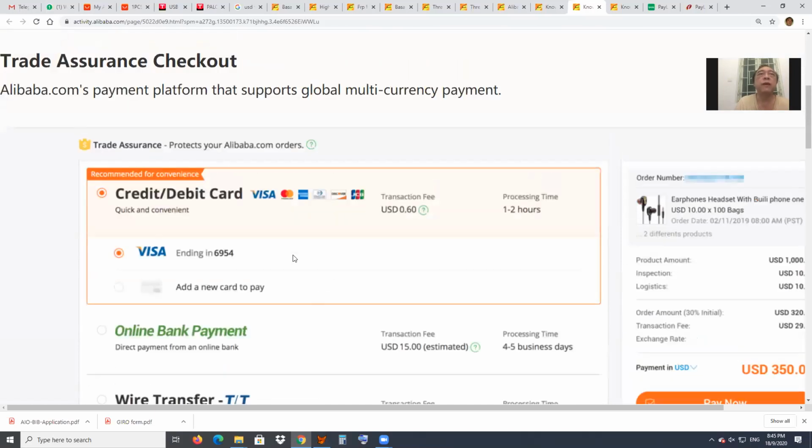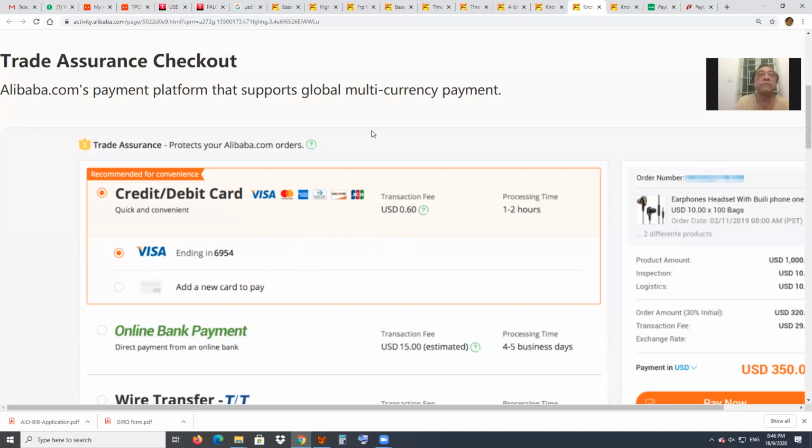Okay, for small amount, I normally use credit card. So it's safer. Sometimes with credit card you can dispute. If they don't deliver, you dispute, say, hey, all this problem. Okay, but there is a transaction fee. This fee depends on the amount. And then you must understand, credit card, the US dollar conversion rate is very high.